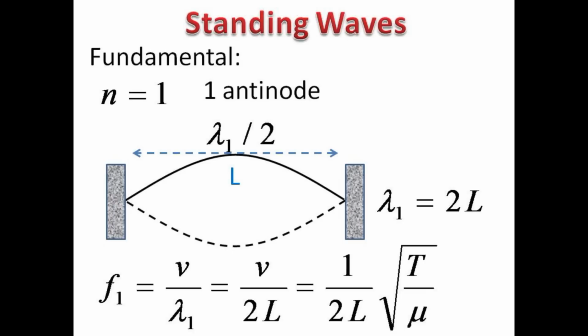Since frequency is equal to wave speed divided by wavelength, the fundamental frequency is equal to 1 over 2L times the square root of T over mu.